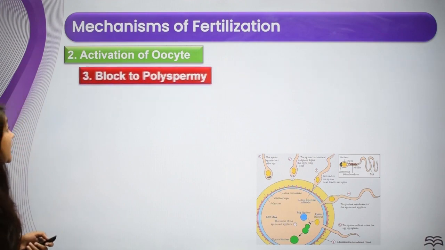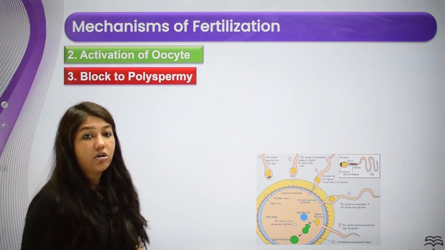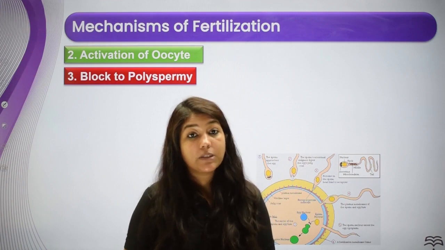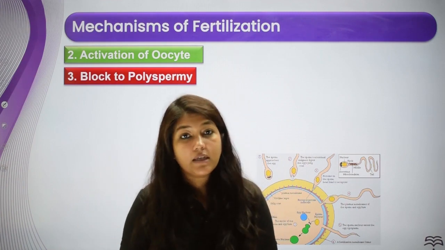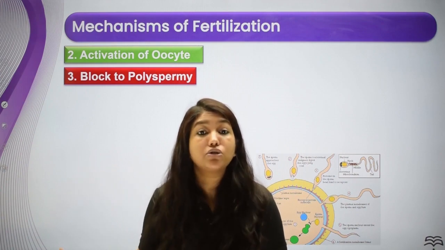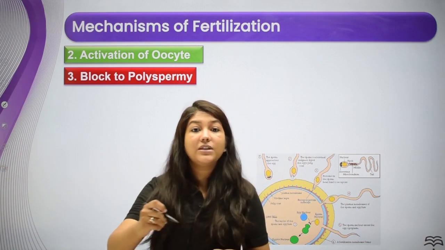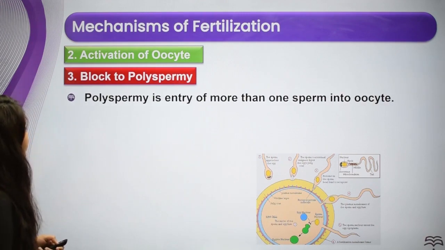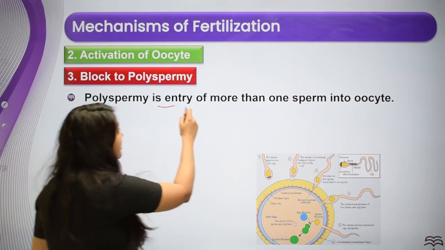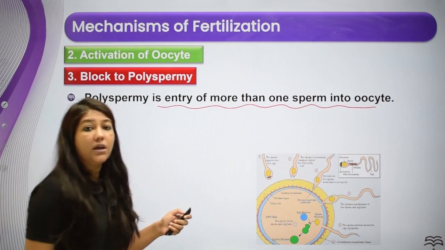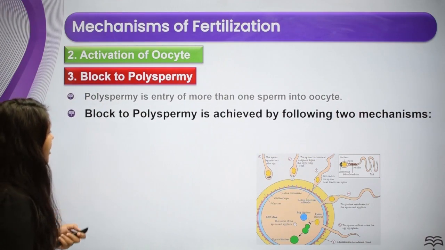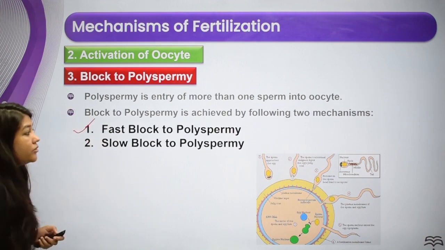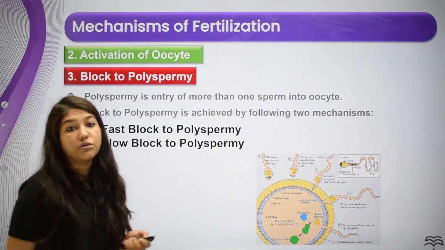All right. Third is the block of polyspermy, right? Polyspermy is not a natural thing. हम लोगों ने कभी भी ऐसा नहीं सुना है that one oocyte has been fertilized by many sperms, okay? So of course there are mechanisms. There is a fast block to polyspermy, there is a slow block to polyspermy. So with the help of these mechanisms, this polyspermy is blocked. All right, so let's talk about block of polyspermy. The third point, polyspermy is what? It is the entry of more than one sperm into the oocyte. Now, block to polyspermy is achieved by the following two mechanisms. First is the fast block to polyspermy. Second is the slow block to polyspermy.